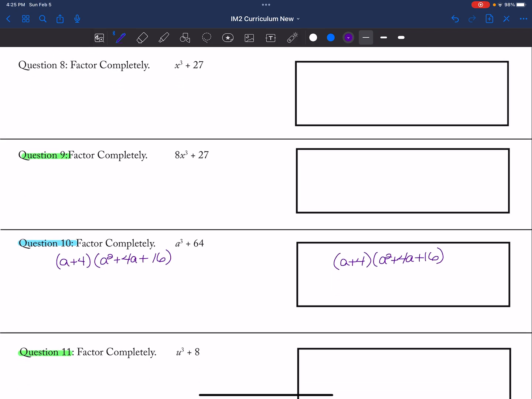Okay, so then the cube root of 8 is 2. And the cube root of 27 is 3. So then this is 4x squared plus 2x times 3 plus 9. So 2x plus 3, and then 4x squared plus 6x plus 9.